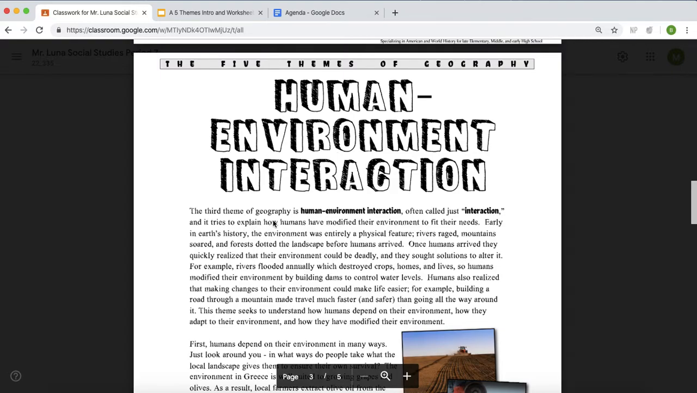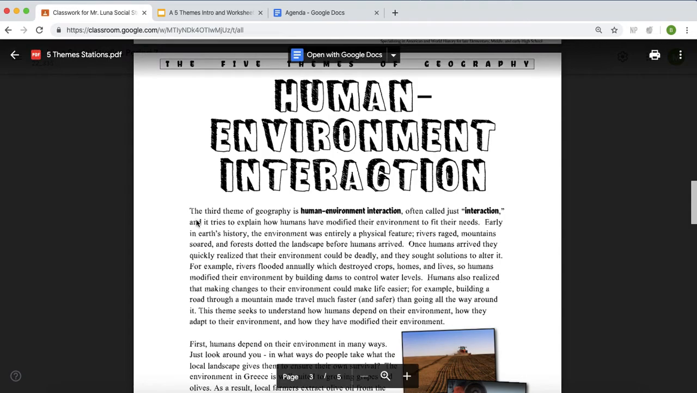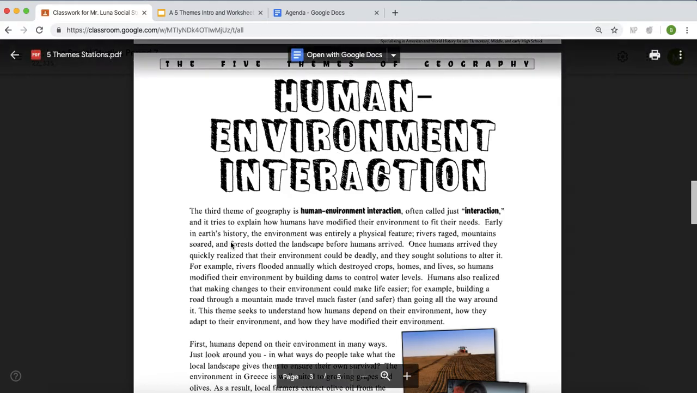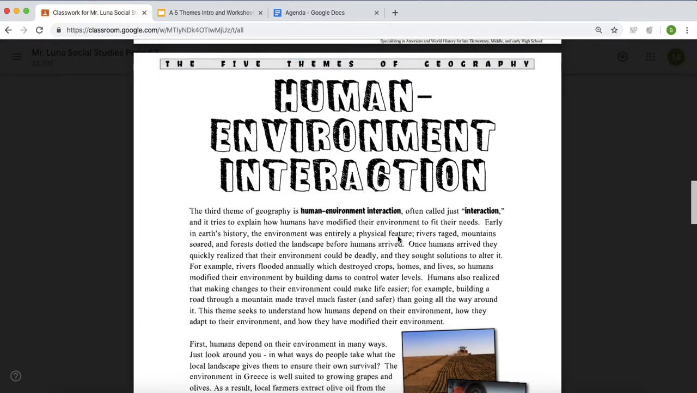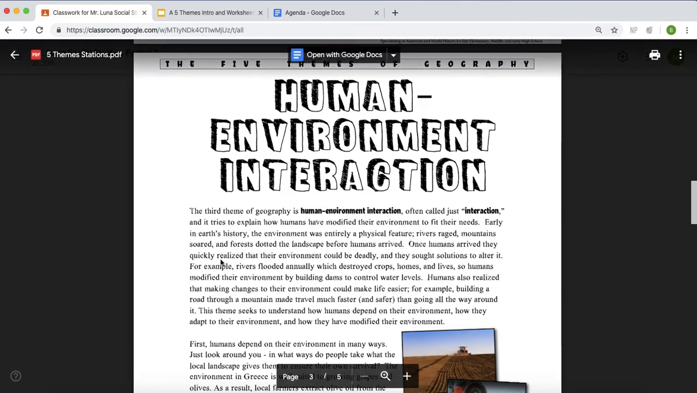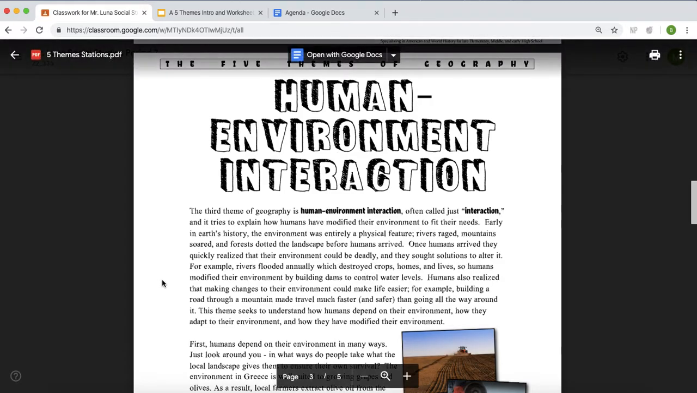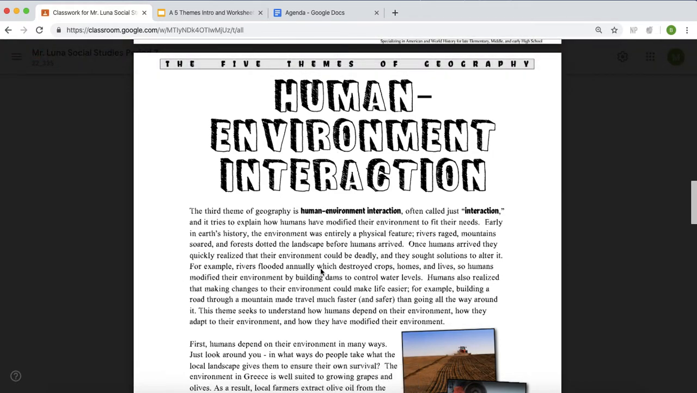Okay. The third theme of geography is human and environment interaction, often called just interaction, and it tries to explain how humans have modified their environment to fit their needs. Okay? Early in Earth's history, the environment was entirely a physical feature. Rivers raged, mountains soared, and forests dotted the landscape before humans arrived. Once humans arrived, they quickly realized that their environment could be deadly. Okay? And they sought solutions to alter it. For example, rivers flooded annually, which destroyed crops, homes, and lives. So humans modified their environment by building dams to control water levels.